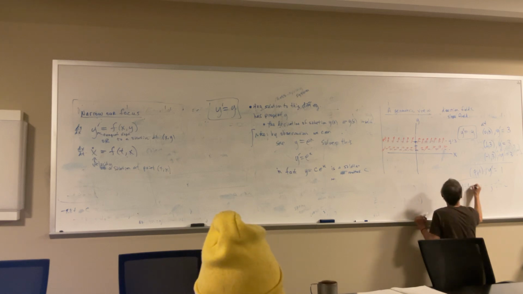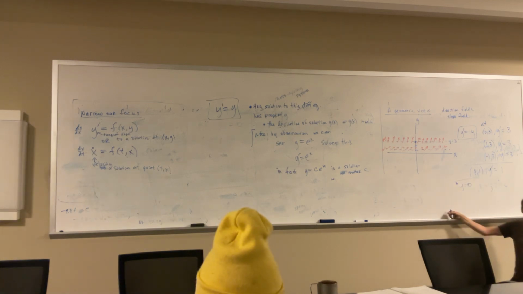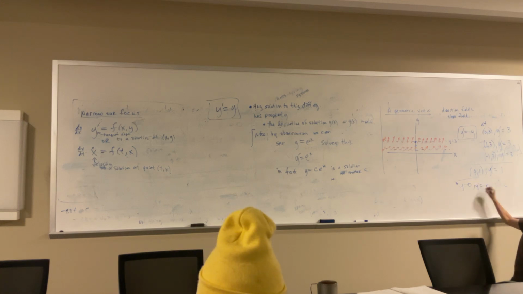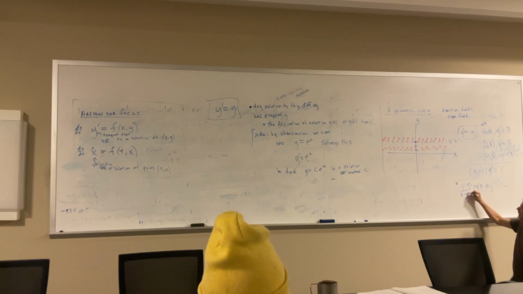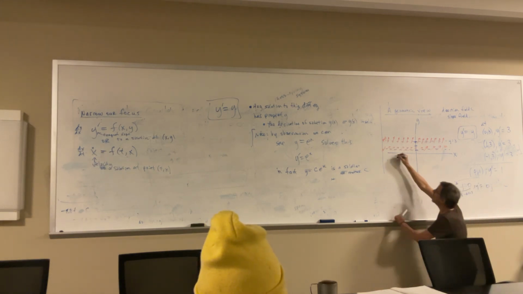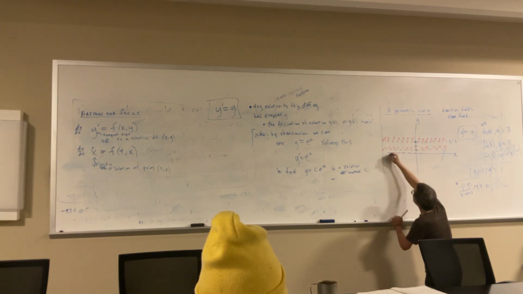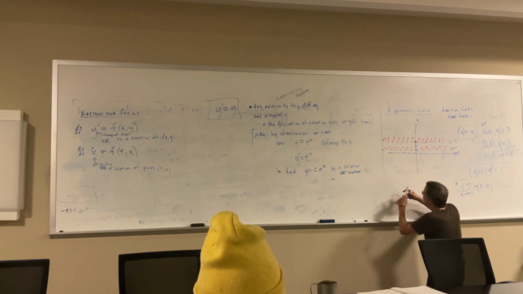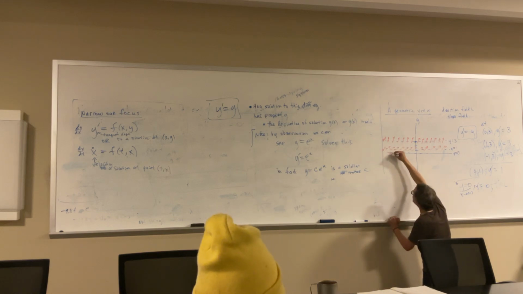If y equals 0, what's my slope? 0. So all along the x-axis, the slope is 0. This is a super important point. All along the line, so this was y equals 1, this is y equals 0. All along there, the slope is 0.